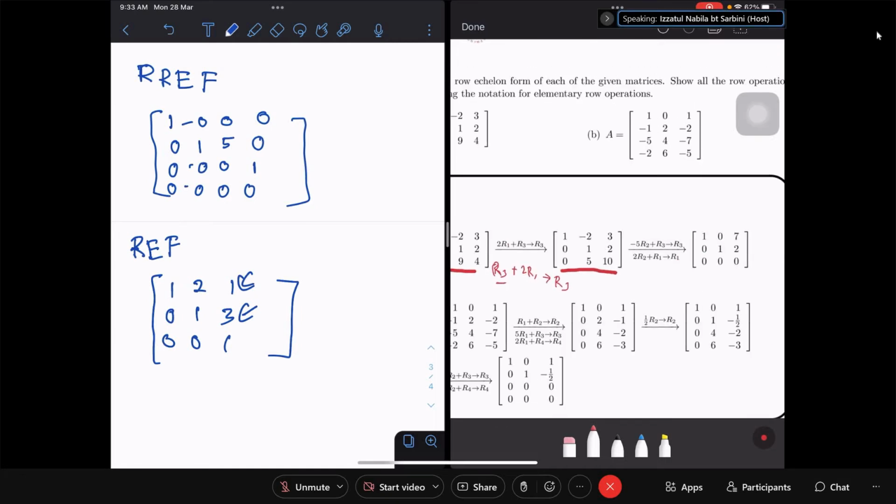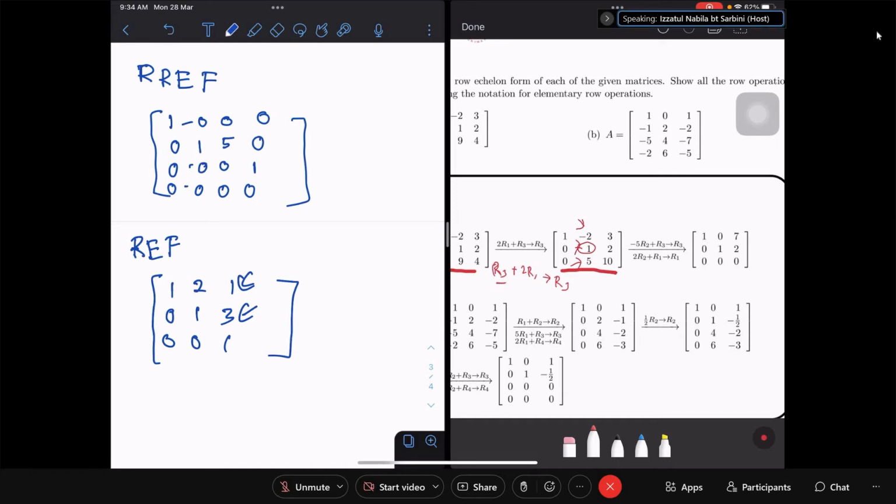And then the next step is, see here is the second leading one, right? Number 1 here is the second leading one. So my next step will be zero out -2 and zero out 5. In this case, I can do it simultaneously for both rows, provided I did not use the same row. I did not use the row yang I nak tukar.